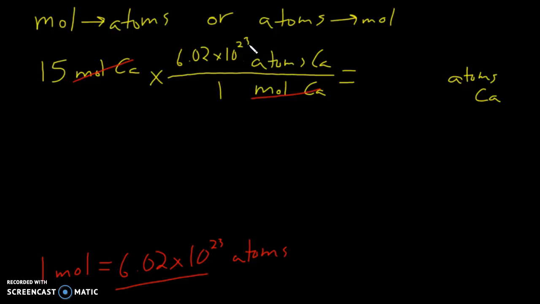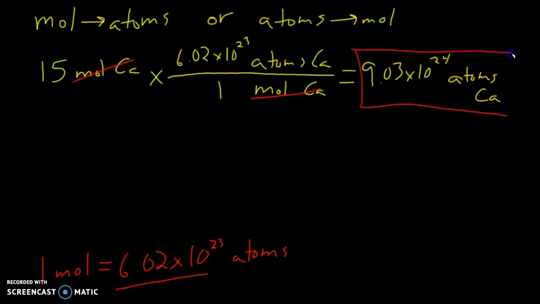So now I got my numbers filled in, and now I multiply across the top and divide by the bottom. But since I've got a 1 on the bottom, I don't need to divide by 1. So when I punch this into my calculator and I put 15 times 6.02 times 10 to the 23rd, I get 9.03 times 10 to the 24th. And that is atoms of calcium. So that would make this my final answer if I wanted to know how many atoms of calcium was in 15 moles of calcium. So that's how you do moles to atoms conversions.